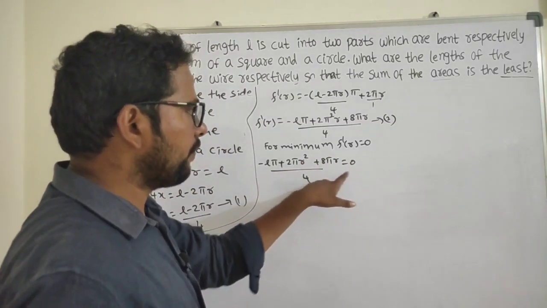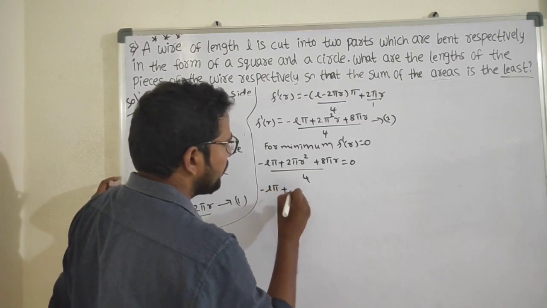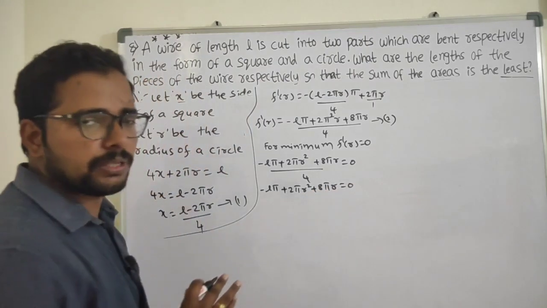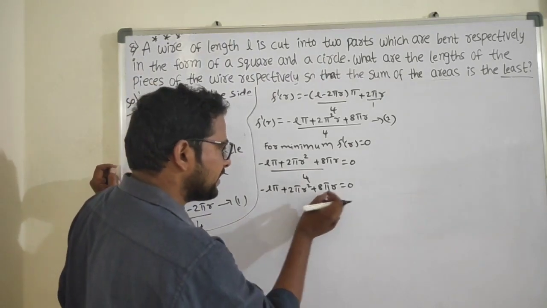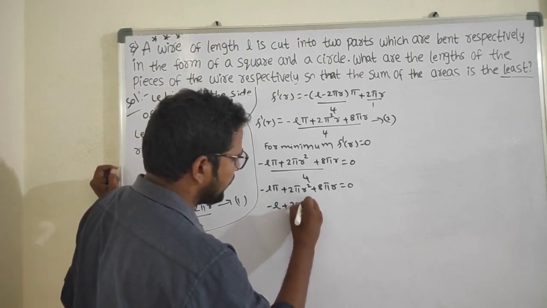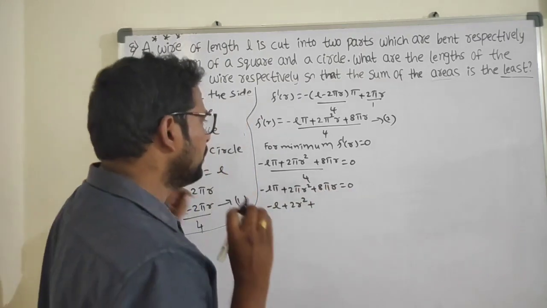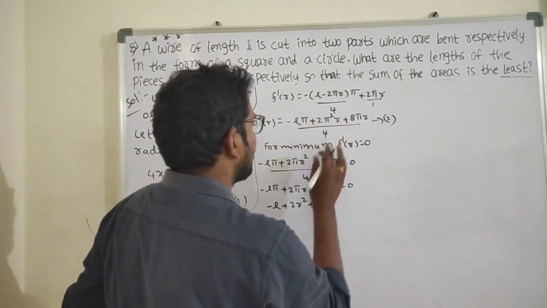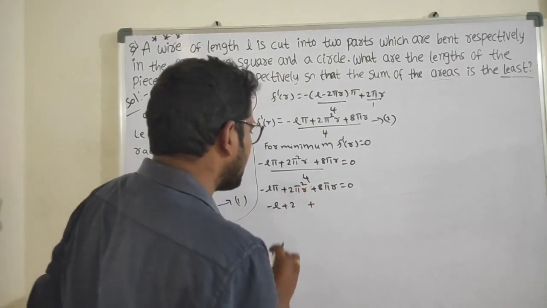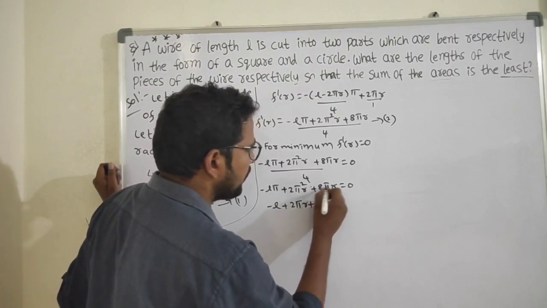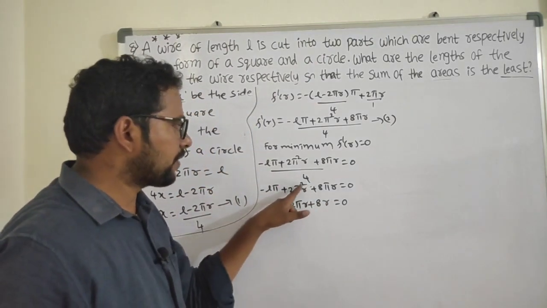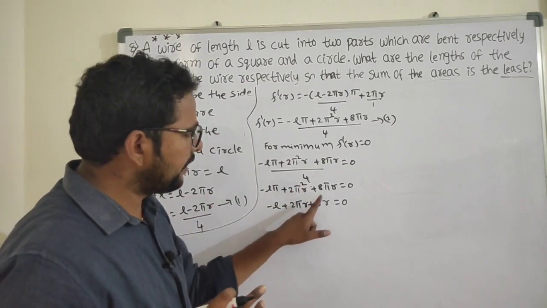Now send 4 to the right side. 0 into 4 is 0. And minus Lπ plus 2π square r plus 8πr is equal to 0. So take π common. What is the remaining? Minus L, plus 2πr, not r square, 2π square r. If you take π common, what is the remaining? πr, and 8r is equal to 0. If you take one π common, one π is left, and if you take π common, the remaining is 8r.